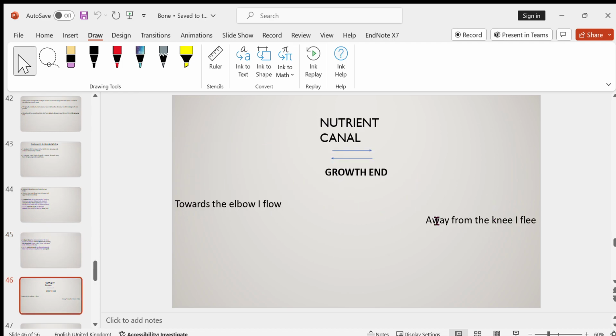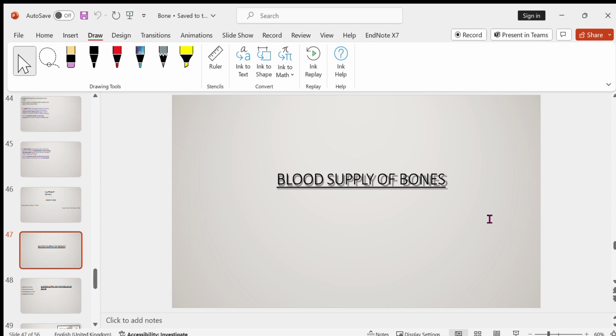This is a very interesting mnemonic to remember this fact. If the growing end is towards the left side, the nutrient canal is directed towards the right side. So, towards the elbow I flow. That means that the nutrient canal is directed towards the elbow in the upper limb. Away from the knee, I flee. So the nutrient canal is directed away from the knee in the lower limb.